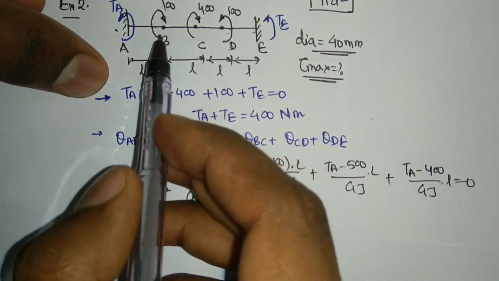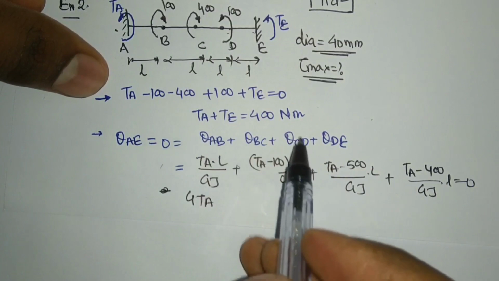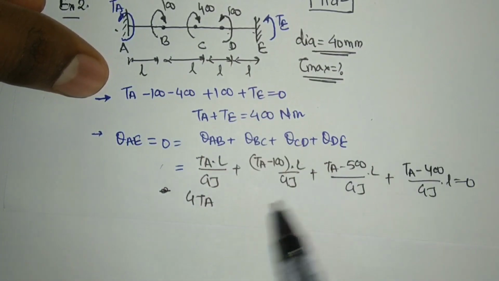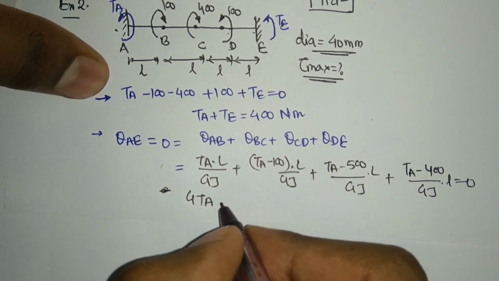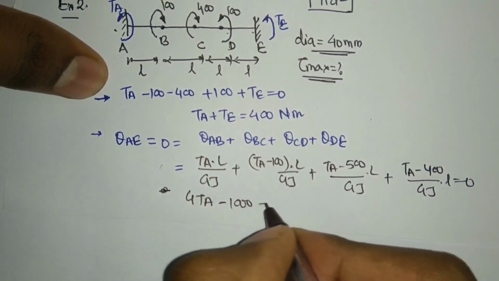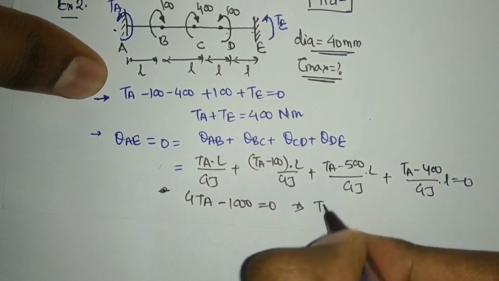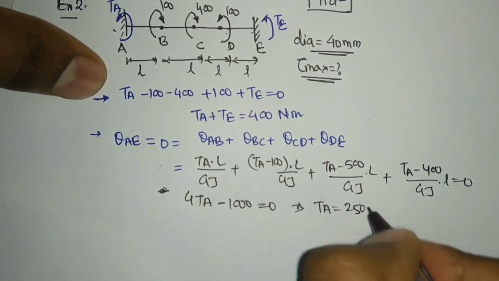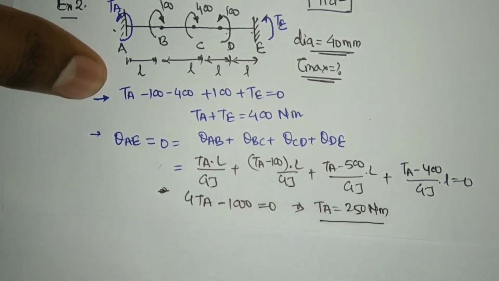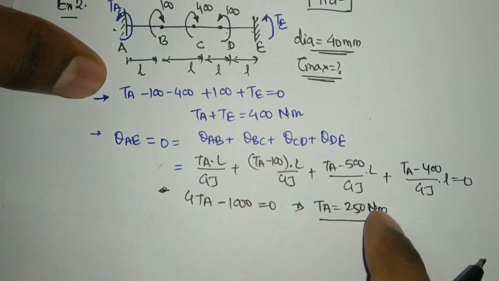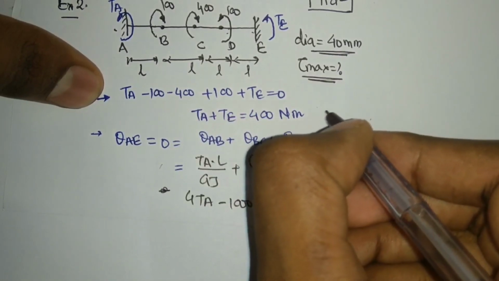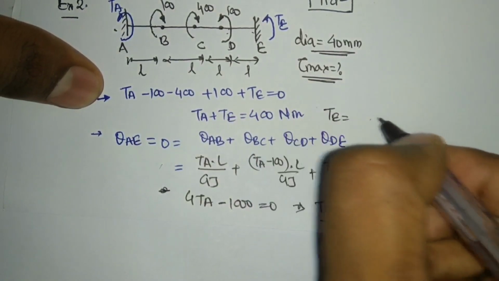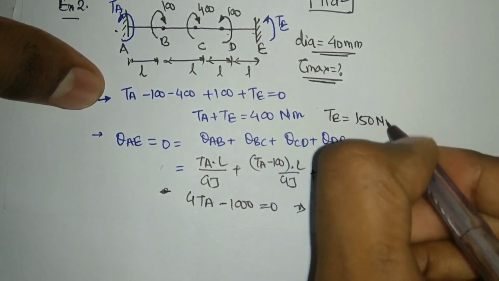What was this? Minus 100, minus 500, and minus 400. So that becomes 1000. 1000 it will become, right? So minus 1000 is equal to 0. That gives me TA is equal to 250 Newton meter. Okay, the value of TA is 250 Newton meter here, and if TA is 250 and TA plus TE is 400, so TE will be equal to 150 Newton meter.